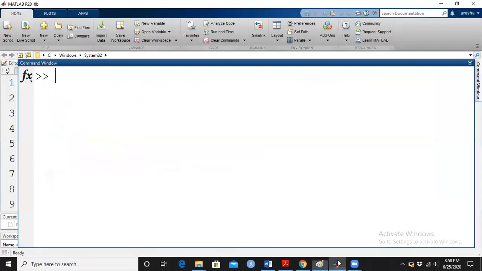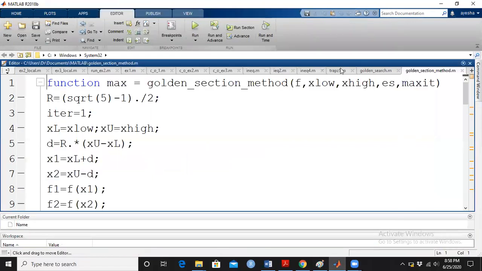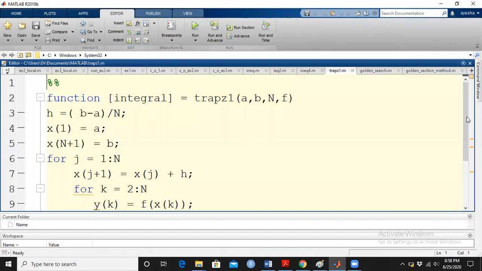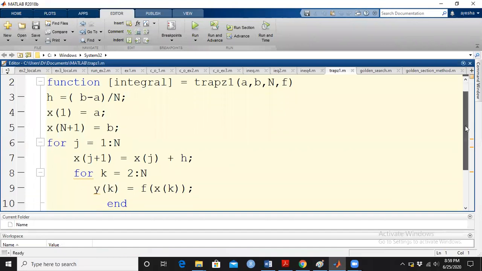And we did it in the classroom and we obtained the answer, the integral. And now let me show you the M file and how to implement it, because I believe you are facing difficulty. So I have shared the M file with you. You can see the first command is about the outputs and the inputs. trapz1 is the name of the file or the function. h is the step size. x of 1 is equal to a. x of n plus 1 is equal to b.